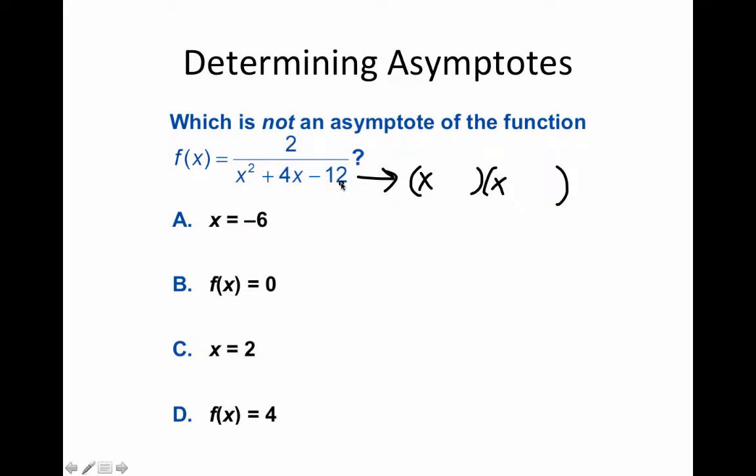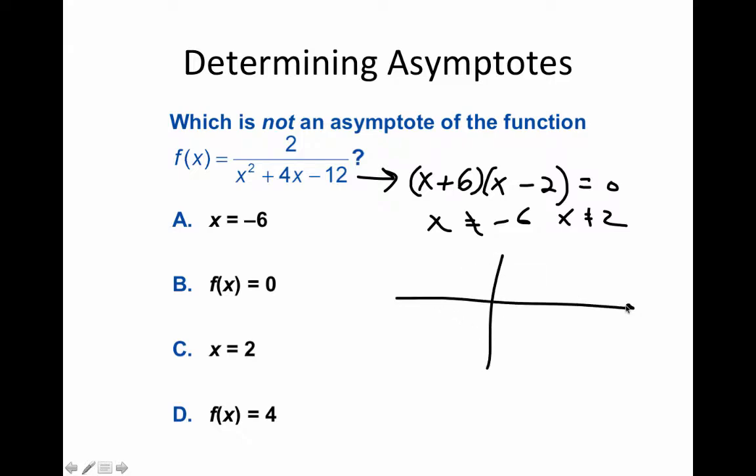This one's, when you multiply together to get negative 12, add together to get positive 4. I think it's positive 6 and negative 2. Set it equal to 0 and solve. X equals negative 6, x equals 2. Well, really, this is what x can't be. So you can't be negative 6 and you can't be 2, which means if you look at your graph, the asymptotes would occur at x equals negative 6 and x equals positive 2.